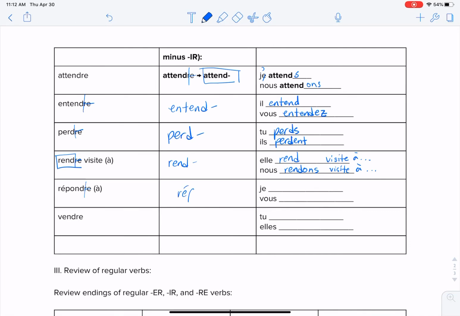Répondre. Répond becomes our stem. So, we're going to put that on each subject. Je, ending is S. Je réponds. Vous, easy. Vous répondez. Je réponds, vous répondez. Finally, vendre. Tu, elle. And my ending for tu is S. Elle plural ENT. Tu vends, elles vendent. Tu vends ton vélo. You sell your bicycle. Elles vendent une voiture. They sell a car.